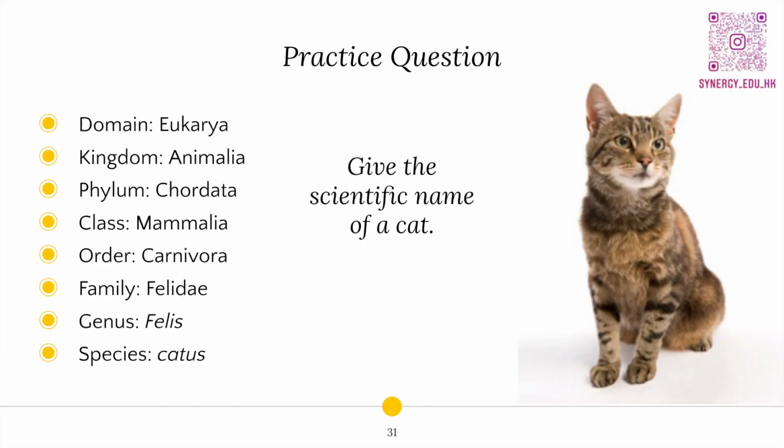So now I have a few practice questions. So here it is given the 8 classifications of a cat, and now I would like you to try giving the scientific name of this cat. So now take a moment to pause the video and try it yourself. So hopefully you arrived at the conclusion that the cat's name would be Felis catus, as you can see by the genus and the species. And you do want to make sure that the scientific name is italicized, with the genus being capitalized and the species being lowercase.